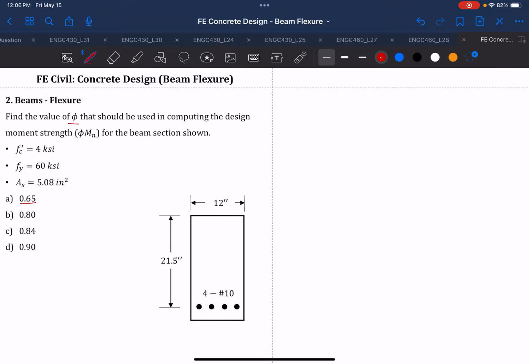So remember that 0.65 is your compression control, 0.9 is your tension control, and these two are your transition. Like I said, how do we know how to find phi? We need to know what is epsilon t, and epsilon t is given to you in the equation. The equation in your FE manual is β1 (dt minus a) divided by a.